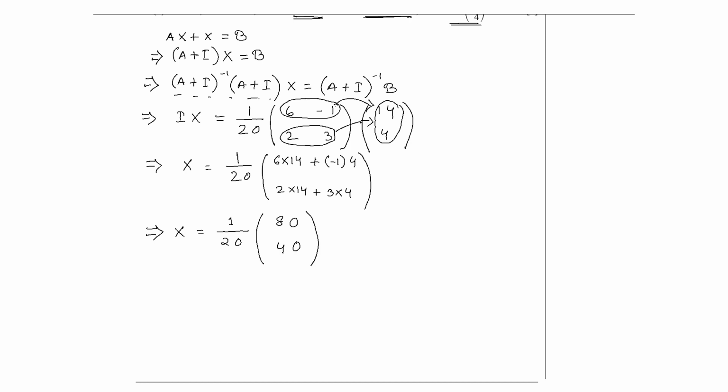Now let's take 20 common. So we can write 20 over 20 times 4, 2. 20 divided by 20 is 1. So finally we get our matrix X, which is 4, 2. Now question 3 is done, and let's move on to the next question.